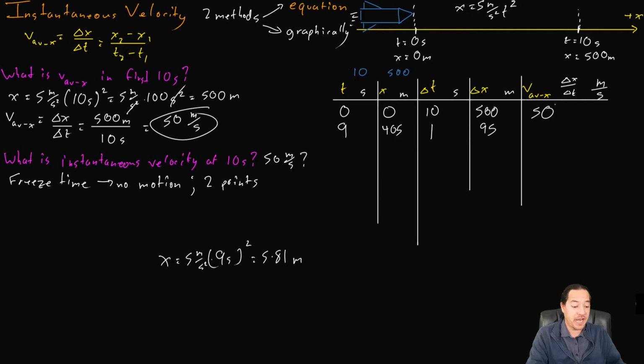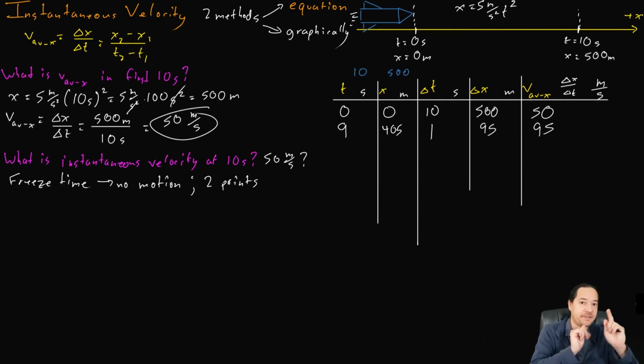And now if we calculate our average velocity, it's going to be delta x over delta t. So that's going to be 95 over 1, which is 95 meters per second. And right away you can see it's a lot faster when we ignore the first 9 seconds and just focus on that last one. We have an average velocity now of 95 meters per second. This is a little bit closer to what we might expect the instantaneous velocity to be at t equals 10.